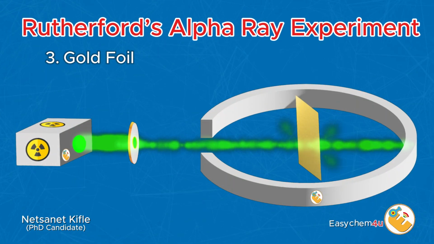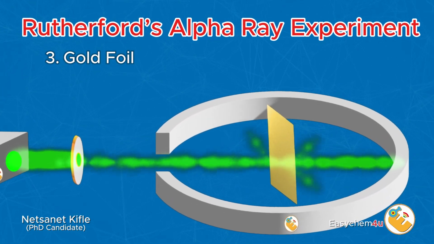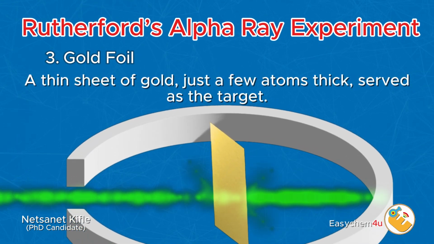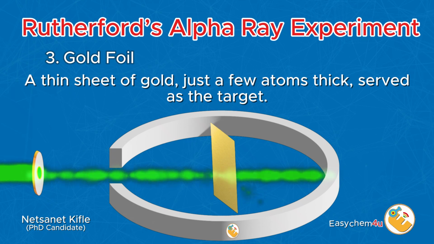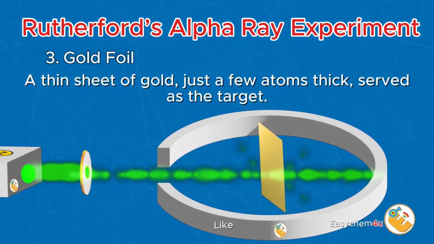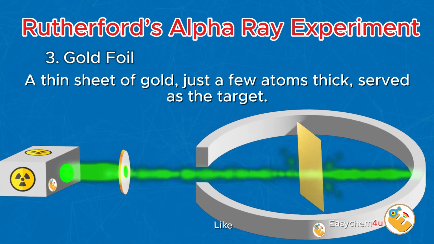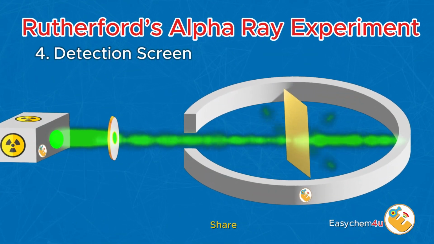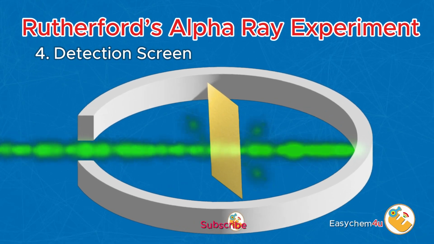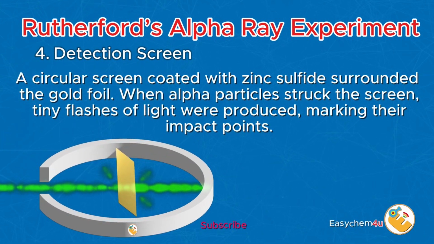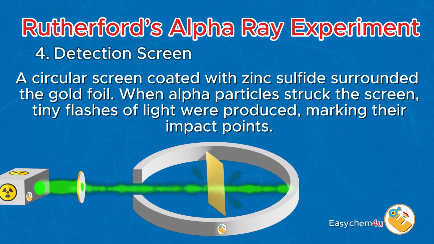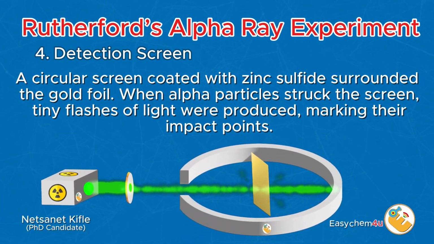3. Gold foil. A thin sheet of gold, just a few atoms thick, served as the target. Gold was chosen because it is highly malleable, allowing alpha particles to pass through. 4. Detection screen. A circular screen coated with zinc sulfide surrounded the gold foil. When alpha particles struck the screen, tiny flashes of light were produced, marking their impact points.